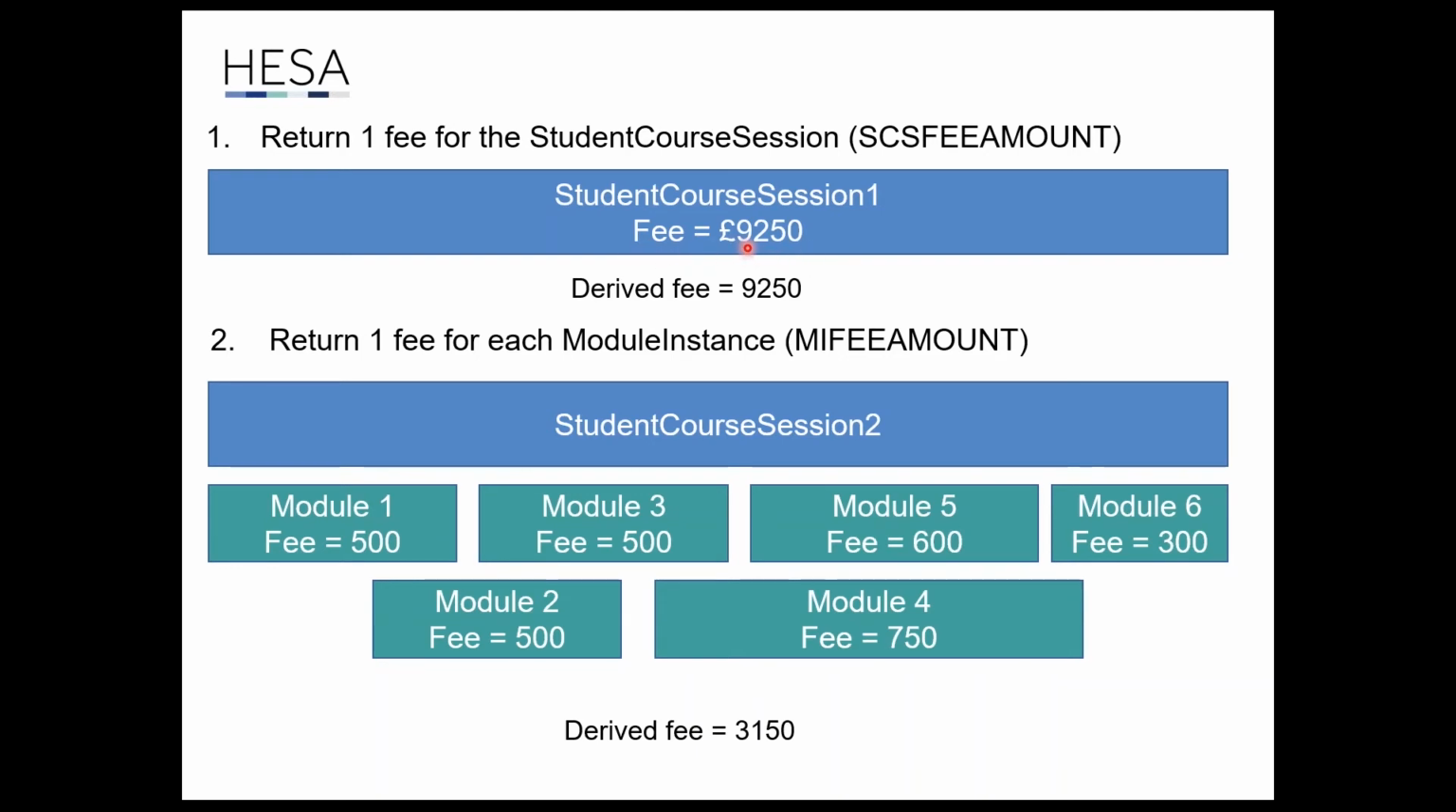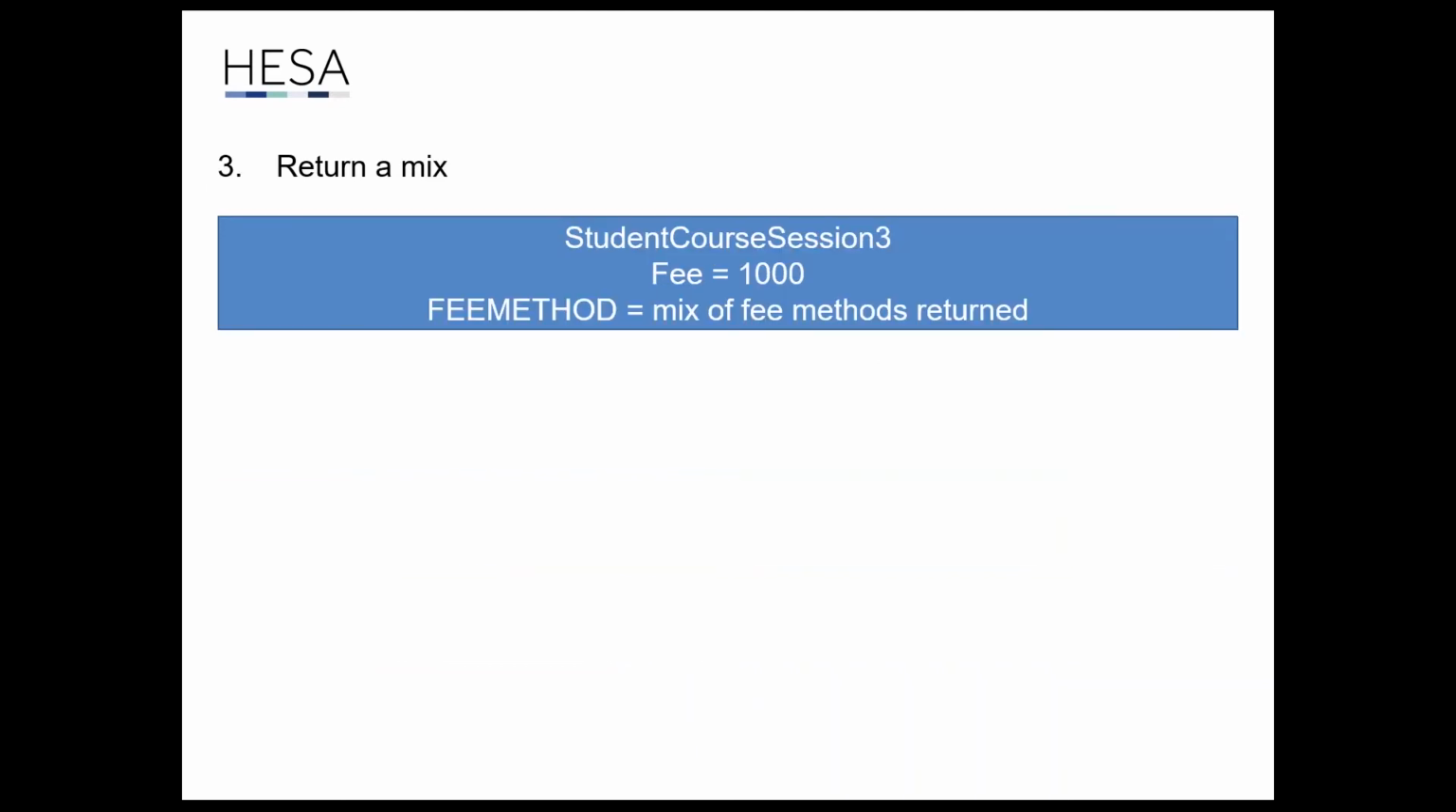So they needed to be able to return this fee at the student course session level because it wasn't attributable to a given module, so it needs to sit here, but they also need to return fees at a module level because that's how they charge their fees, and so wouldn't have the overall value for a student course session to return in this field. And so in that situation, they can return both a student course session fee and a student module fee because students are genuinely being charged both.